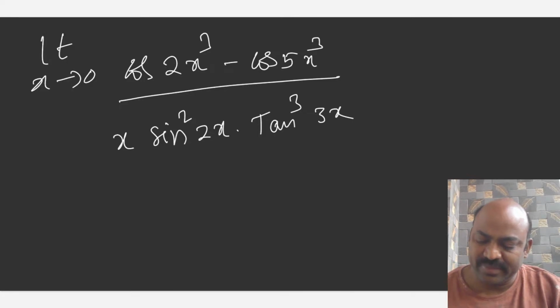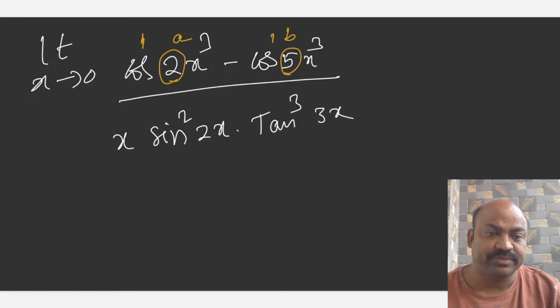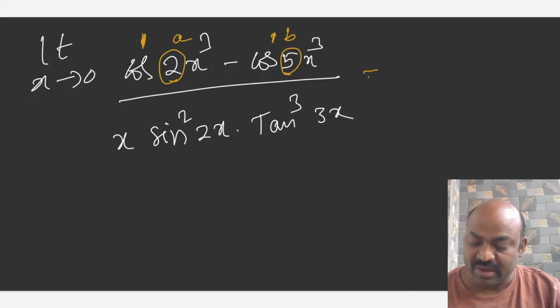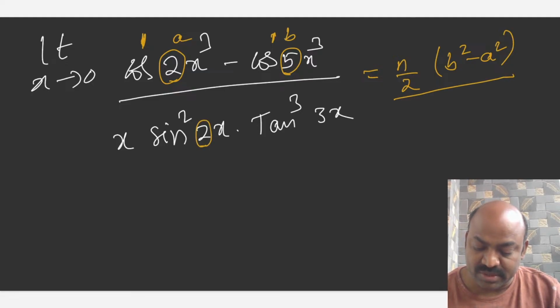Nothing to worry. Whatever this is, you can take as b. This is a, and the power is 1. Here the power is cos power n, same thing. And with the earlier formula, n by 2 into b square minus a square, you will get all the coefficients with respect to powers. Standard limits now.